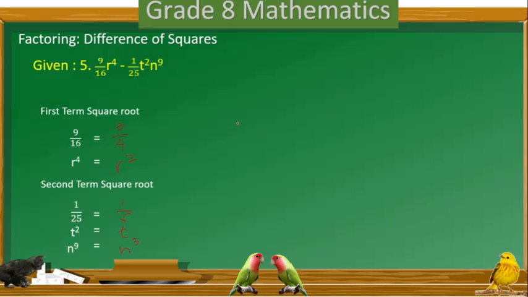So same, form two parentheses. You write the square root of the first term, that is 3/4 r squared. Here also 3/4 r squared. Then copy the given sign, then the square root of the last term, 1/5 t n cubed. Then here the sign is opposite, positive 1/5 t n cubed. That's it.